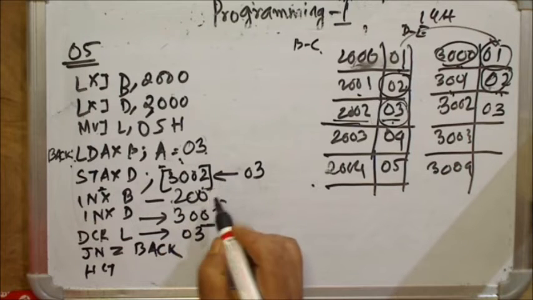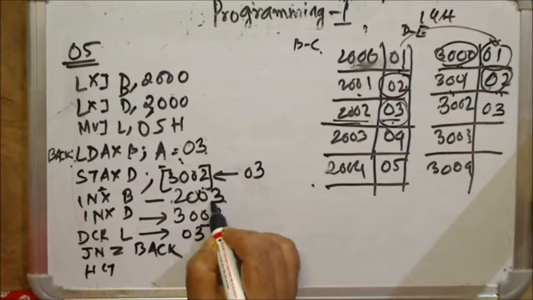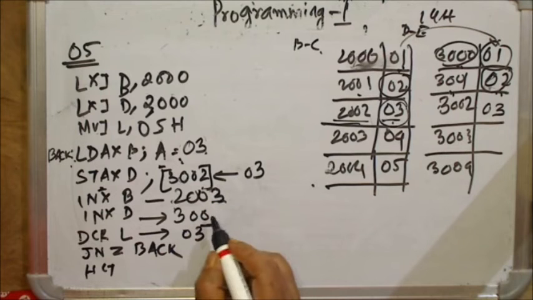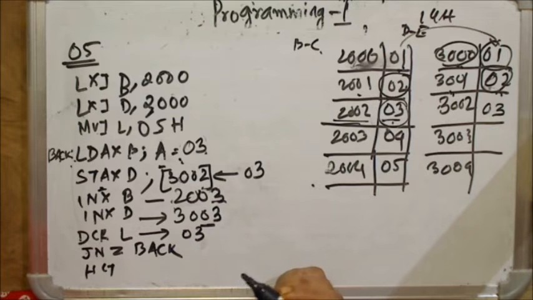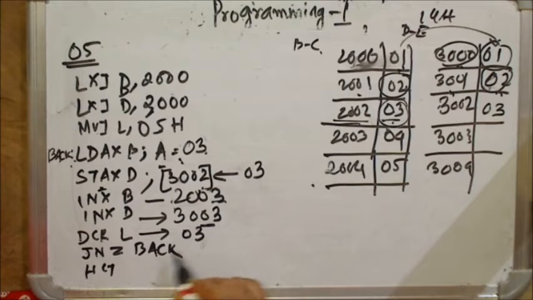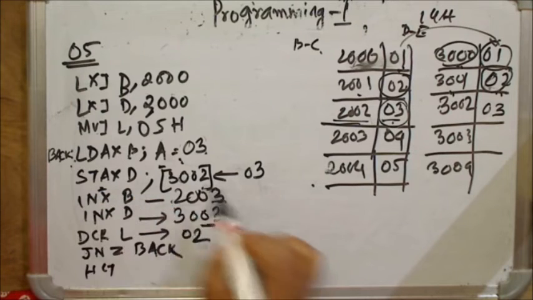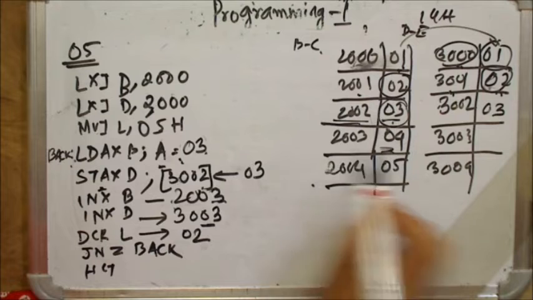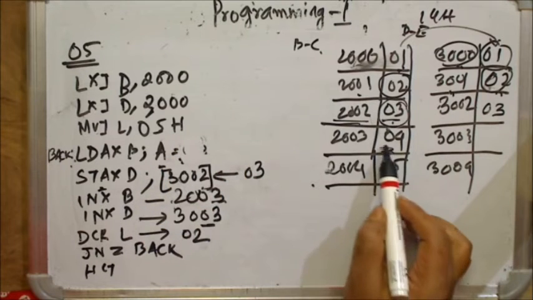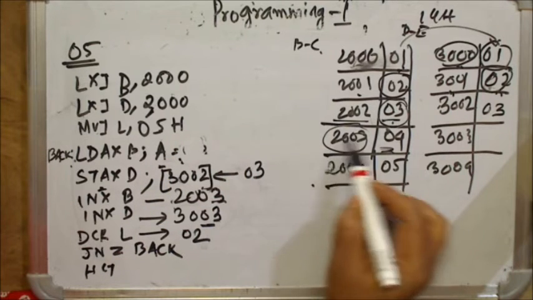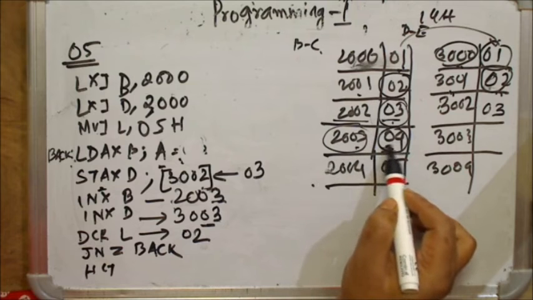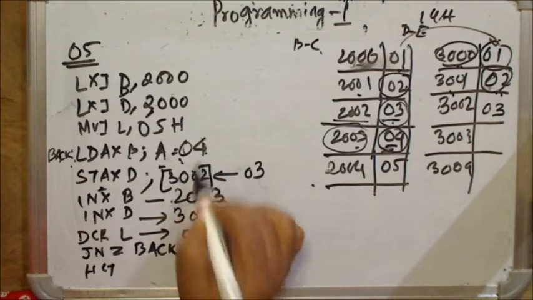Then INX B, BC pair will be incremented to 2003. DE pair will be incremented to 3003. Okay. Then DCR L will become now 2. Fine. And then again it is not 0. It will go back. Now A is 04. BC pair is now 2003, so the data pointed by BC pair is 04. So A will be loaded with 04.